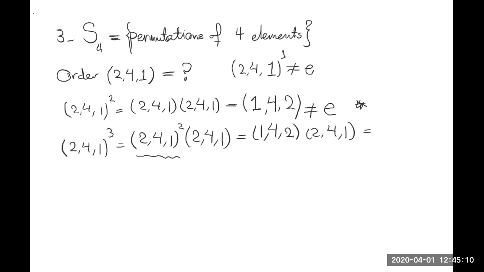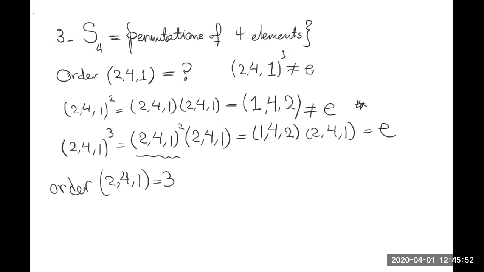Okay. What is the result? 1 goes to 2, 2 goes to 1. So 1 goes to 1. So I don't need to write 1. What about 2? 2 goes to 4, 4 goes to 2. So 2 goes to 2. So 2 doesn't move either. I don't need to write that. What about 4? 4 goes to 1, 1 goes to 4. So 4 goes to 4. I don't need to write that either. So it doesn't change anything. So that's identity. So the order of (2 4 1) is 3.